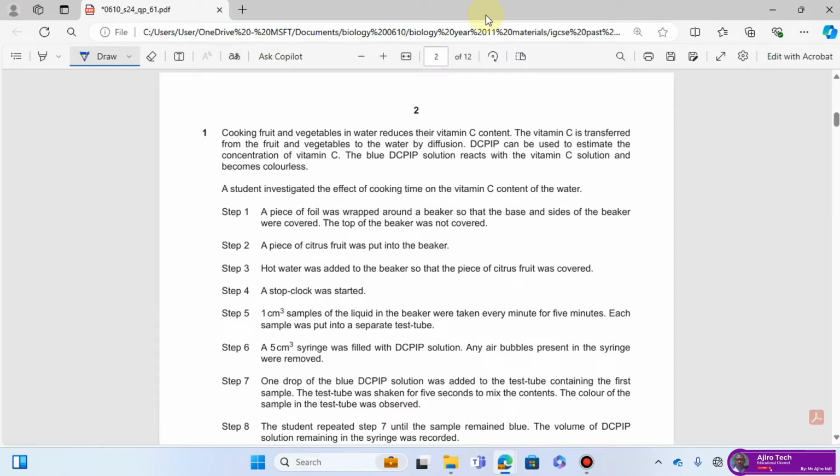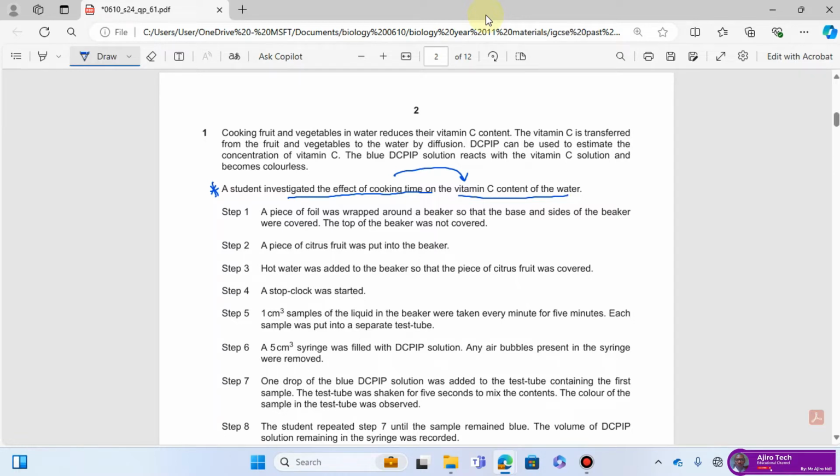Now, this question is on investigation. Please, one important thing to always take note of is the aim of the investigation, and that will give us an idea of what the question is about. This says the student investigated the effect of cooking time on the vitamin C content of water.